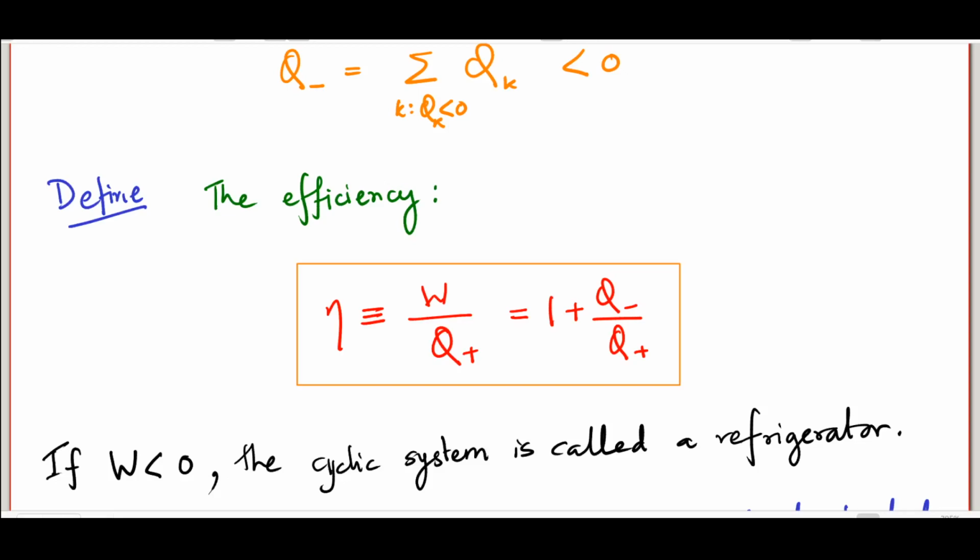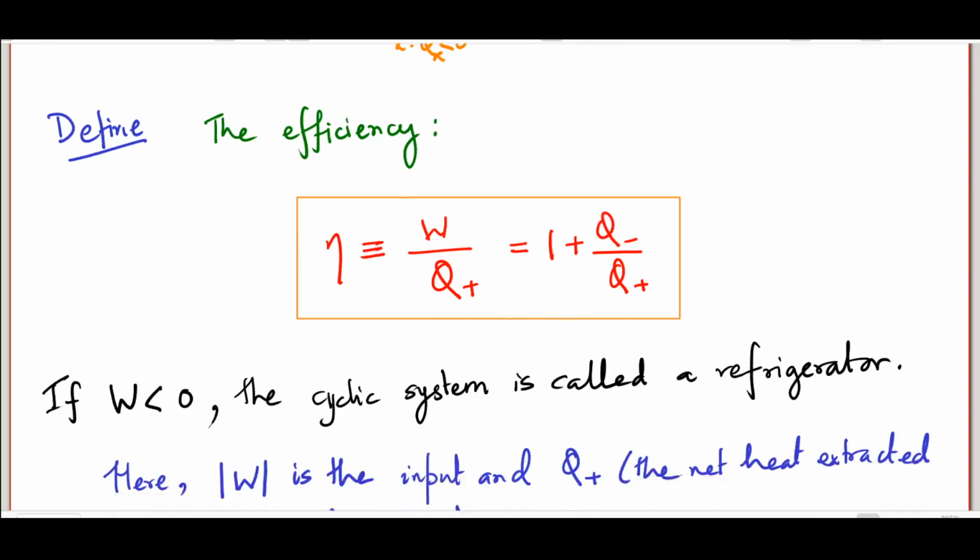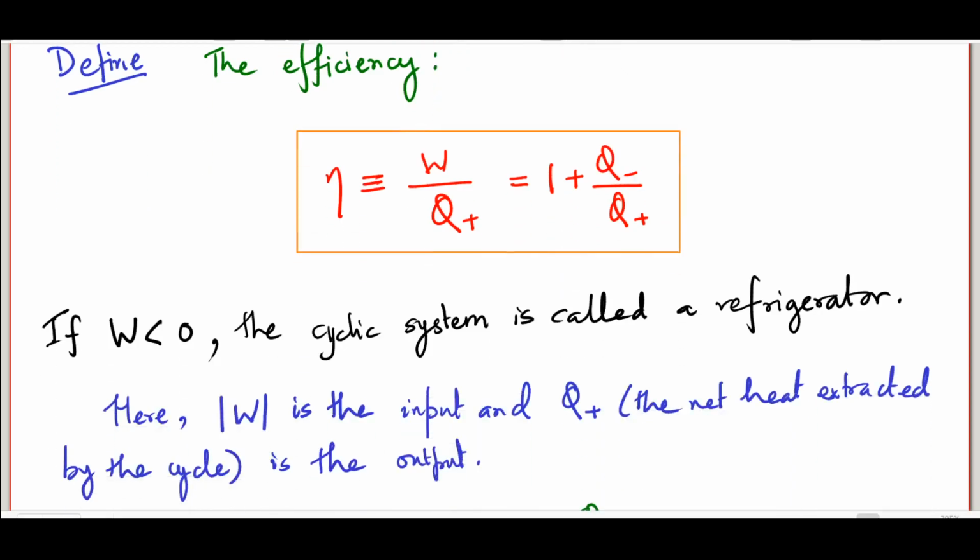A refrigerator, on the other hand, consists of a situation where the work done is negative. That is, work is actually done on the system and not by the system. Now, in this case, mod W, the magnitude of the work done, is really the input. It's the magnitude because we are really talking here about work being supplied to the system.